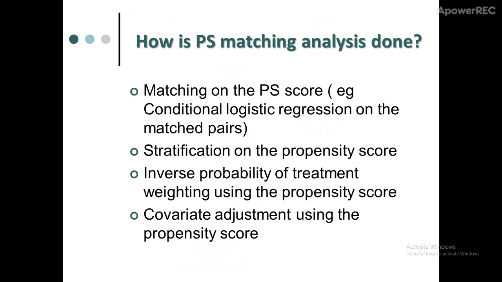The four commonly used analysis methods for propensity score include matching on the propensity score, which is commonly done by using conditional logistic regression on the matched pairs. Secondly, we can do stratification on the propensity score. Thirdly, we can do inverse probability of treatment weighting using the propensity score. And finally, we can do covariate adjustment using the propensity score.